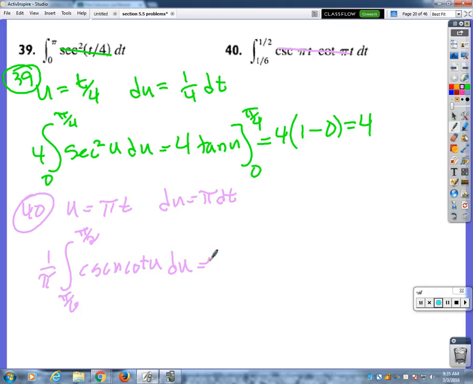So we decided it was cosecant. Is it negative cosecant? Okay, so this is going to be negative 1 over pi cosecant of u from pi over 2 to pi over 6. Okay, but there's more to do. And we talked about this the other day, Cameron. You know cosecant goes with?